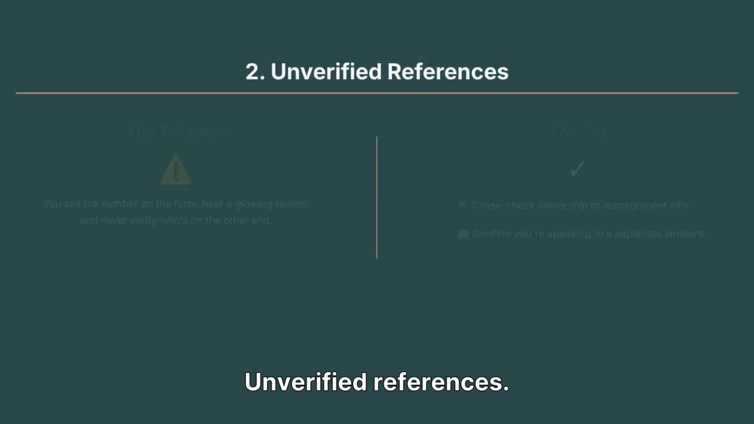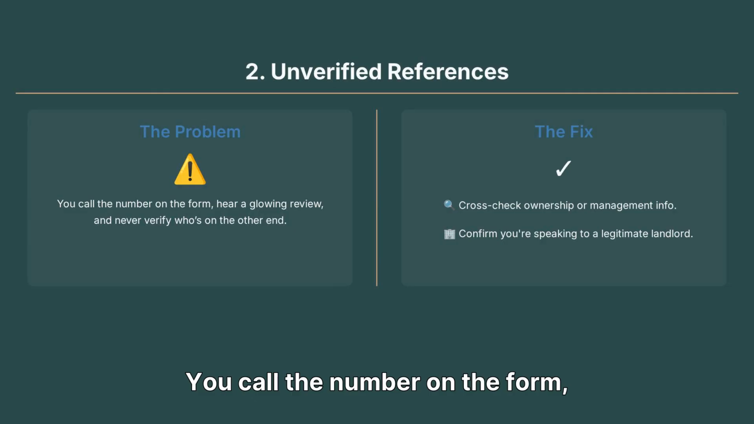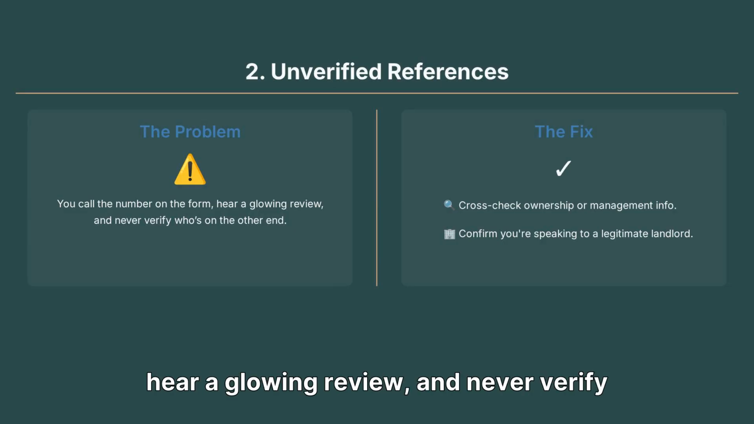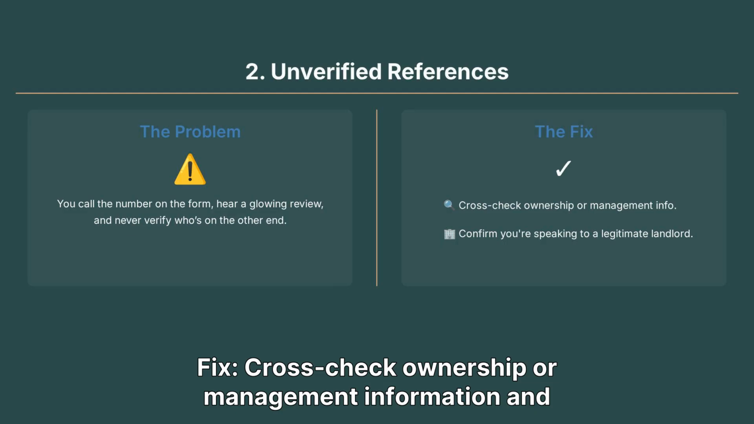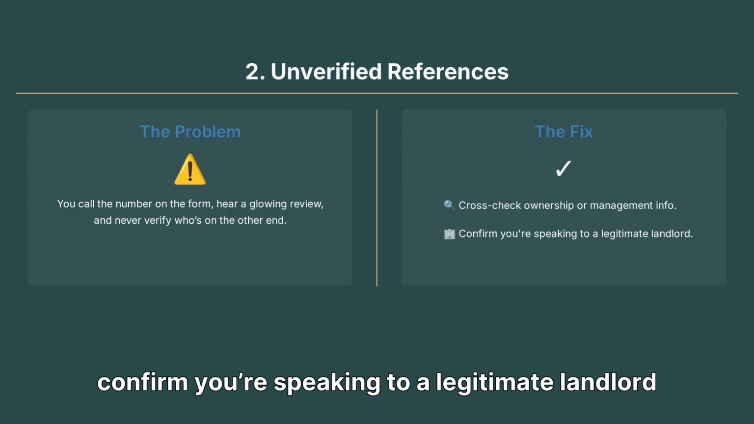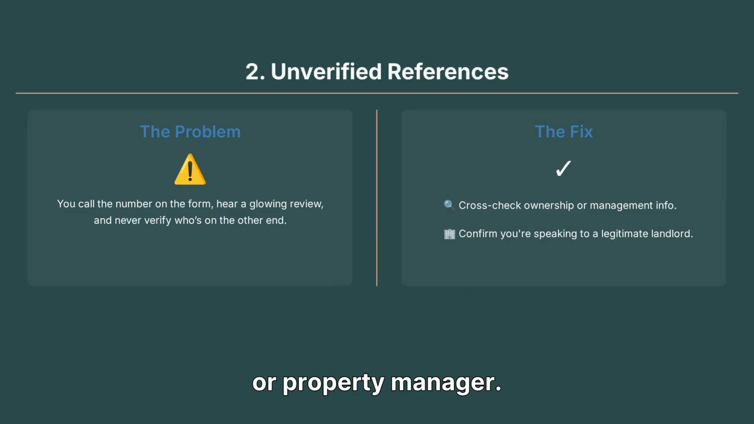2. Unverified references. You call the number on the form, hear a glowing review, and never verify who's actually on the other end. Fix: Cross-check ownership or management information and confirm you're speaking to a legitimate landlord or property manager.